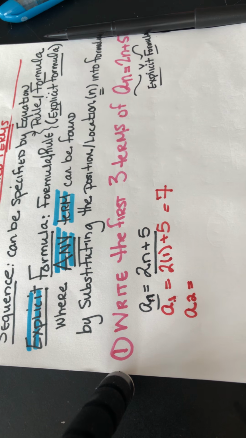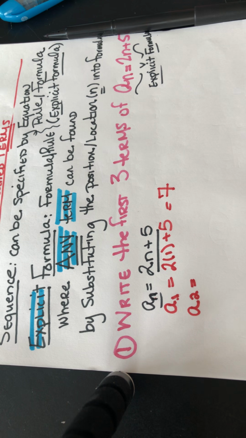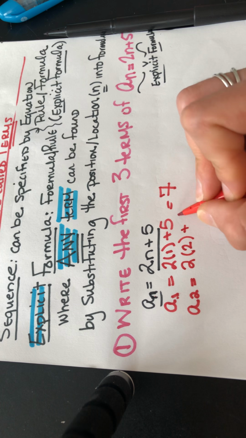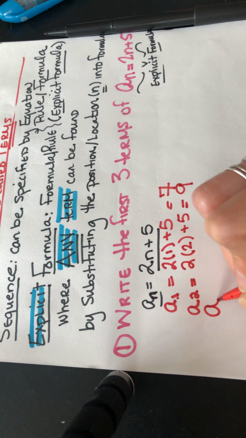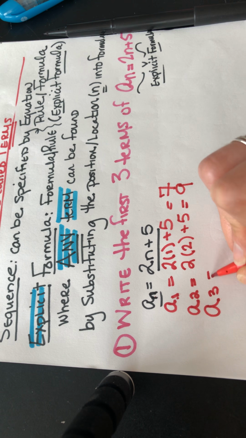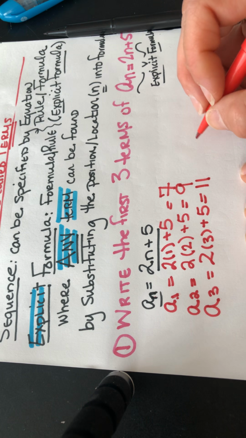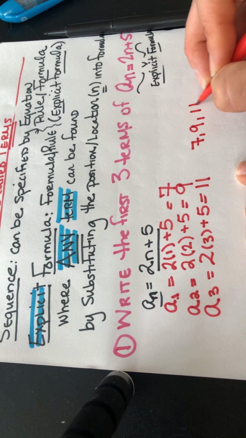Again, these are our terms. So 7 is a term, that's your first position. So you're just going to replace n with the number 2. And we get 9. And here is the third term. You're just subbing in 3, 11. So your first 3 terms are 7, 9, and 11.